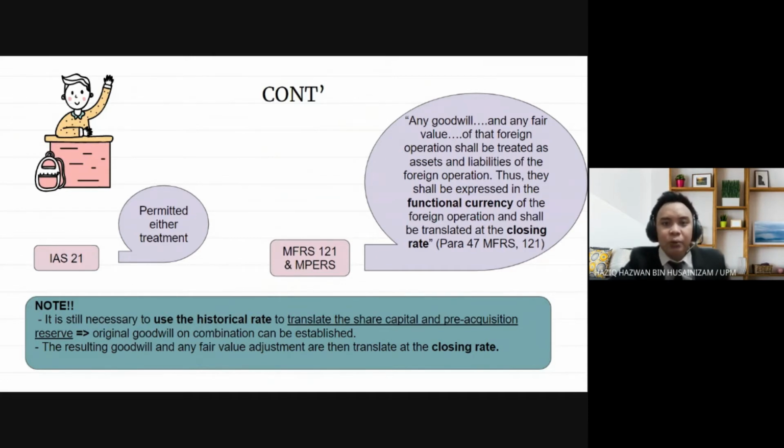They state that any goodwill arising on the acquisition of the foreign operation and any fair value adjustment to the carrying amount of assets and liabilities of that foreign operation shall be treated as assets and liabilities of the foreign operation. Thus, they shall be expressed in the functional currency of the foreign operation and shall be translated at the closing rate. Please take note that it is still necessary to use the historical rate to translate the share capital and pre-acquisition reserve so that the original goodwill on combination can be established. Then the resulting goodwill and any fair value adjustment are translated at the closing rate.